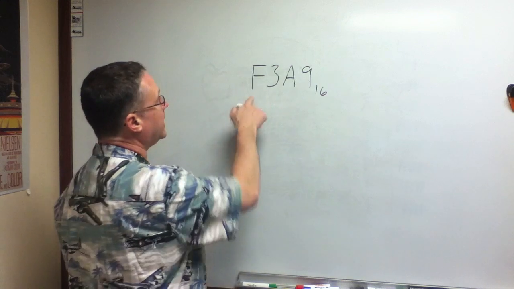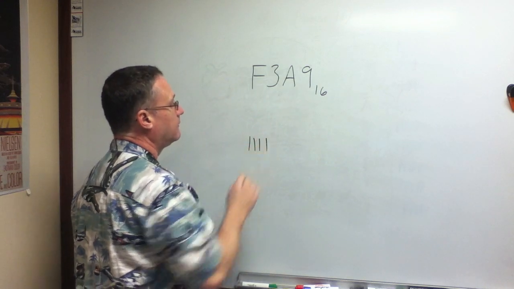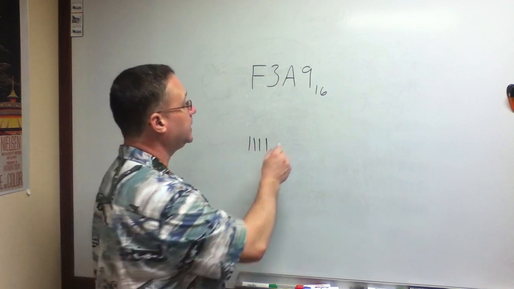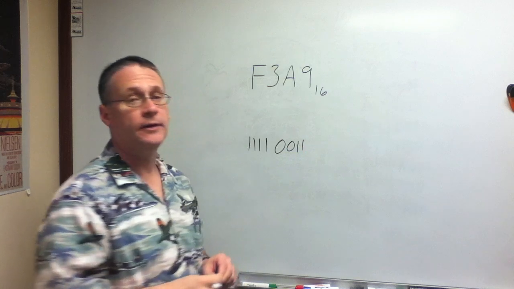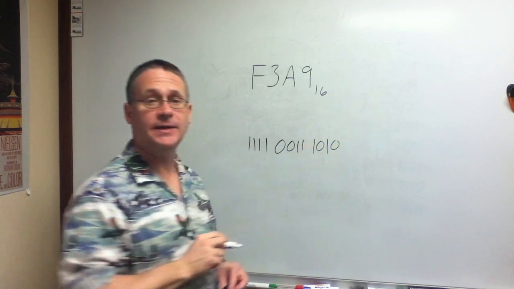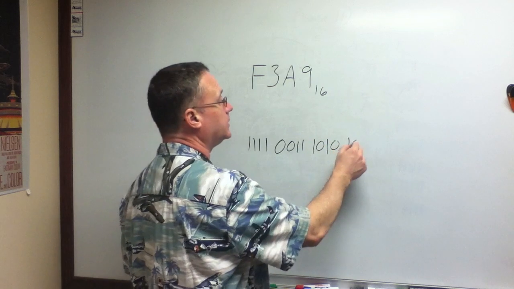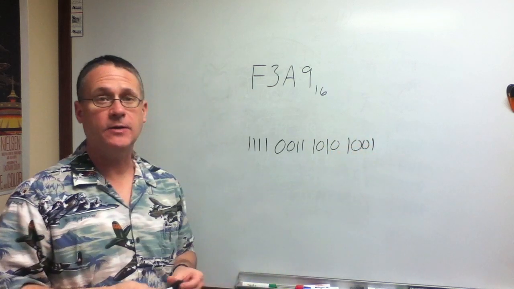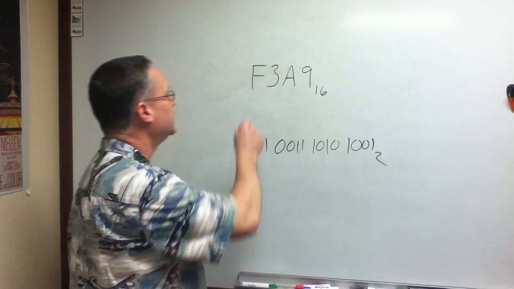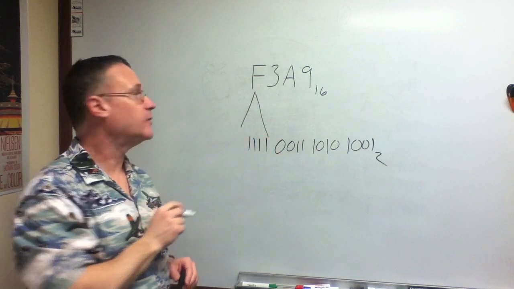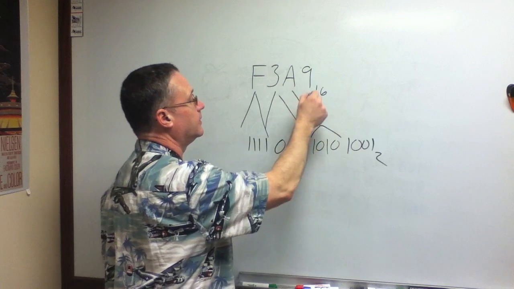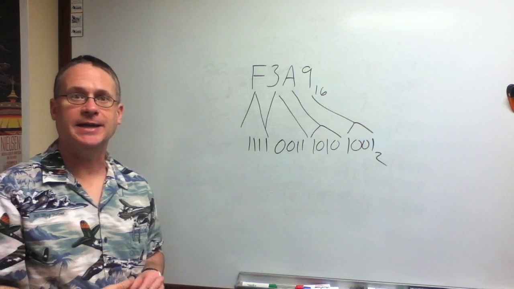So an F is represented by 4 ones, and a 3 is 0, 0, 1, 1. Then our A is 1, 0, 1, 0. And finally our 9 is 1, 0, 0, 1. And so there is the representation of this number in binary. It's just taking each of the bit patterns from the table, sticking them together, end to end like that. Simple.